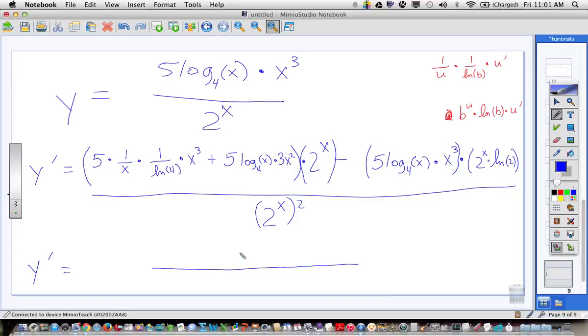So just with that right there, I could have 5x squared over ln 4. Is that right? So this would cancel that, and that'd go together. Okay, now there's a plus sign. And then 5 times 3 is 15, x squared and log base 4 of x. So I could combine some things there.